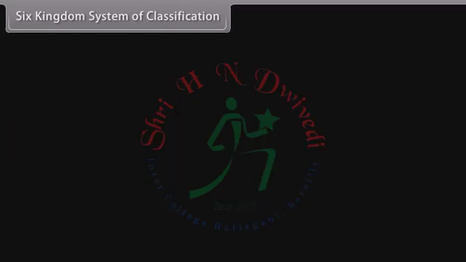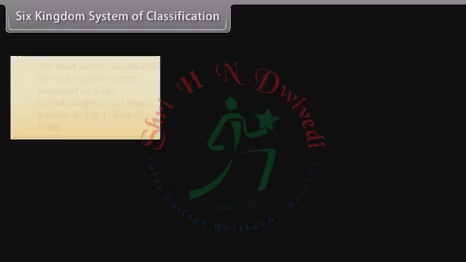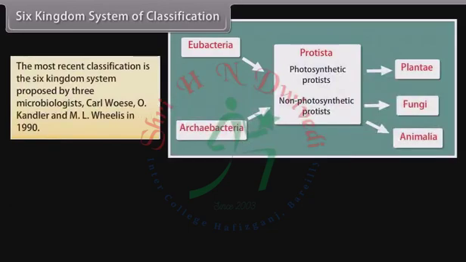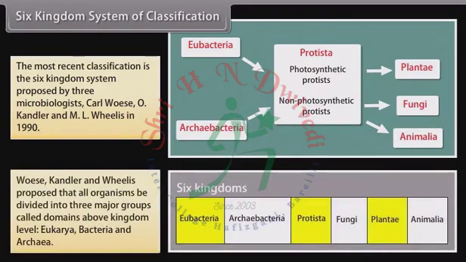Six-kingdom system of classification. The most recent classification is the six-kingdom system proposed by three microbiologists, Carl Woese, O. Kandler, and Mark Wheelis in 1990. Woese, Kandler, and Wheelis proposed that all organisms be divided into three major groups called domains above kingdom level: eukarya, bacteria, and archaea.